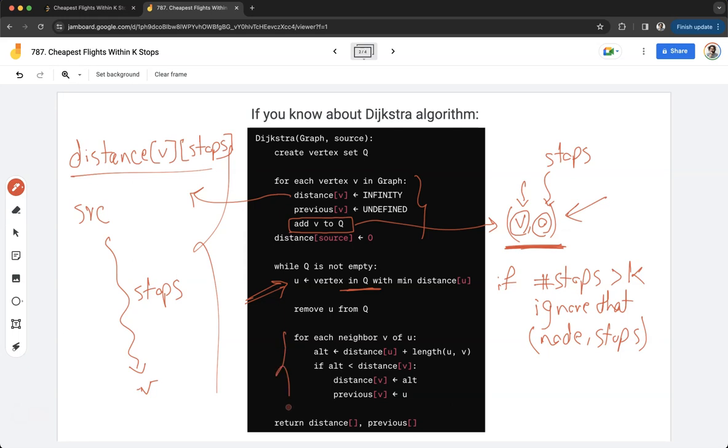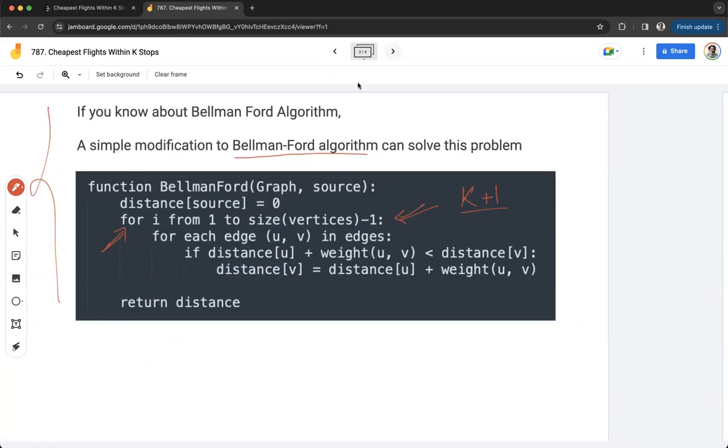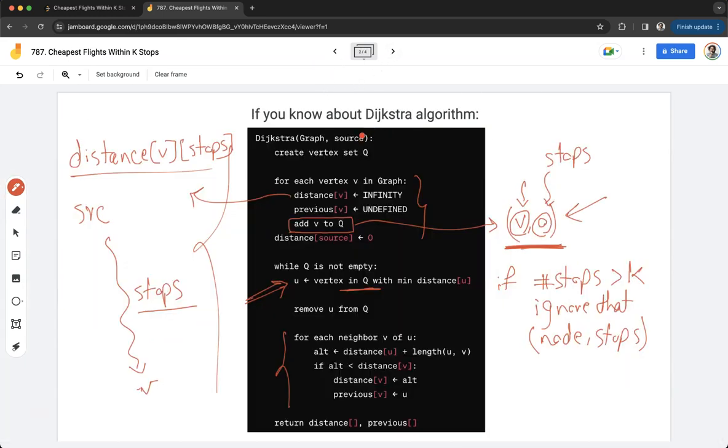And then here again, you should update it when you are adding something to the queue. Here, you should also consider that number of stops. Okay, so let's say you have solved it with Bellman Ford, you have solved it with Dijkstra or not, and now you want to think about this problem without having the framework of these algorithms. How do I think about this problem if I don't know about Dijkstra or Bellman Ford?